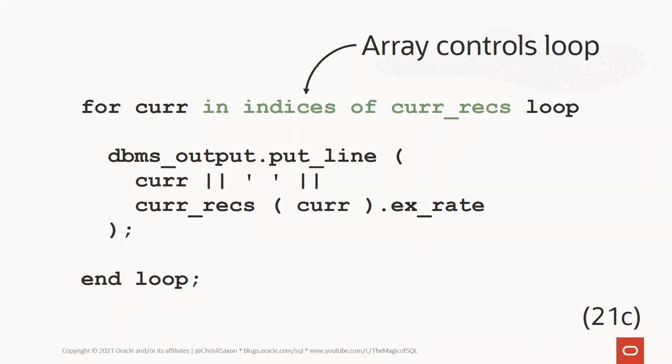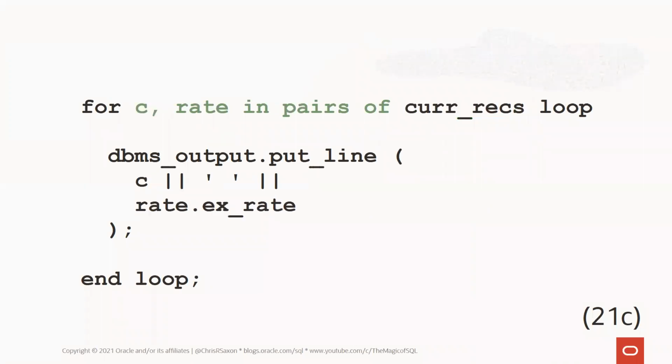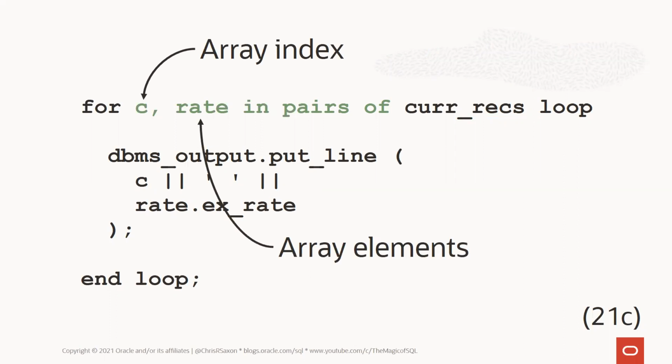But there's also another little extension here. We can also have this pairs of syntax. So notice I've now got two index variables. That's interesting, right? The first of those is the array indices. So GBP, CHF, EUR, so on and so forth. And the second one are the values that correspond to that index position.